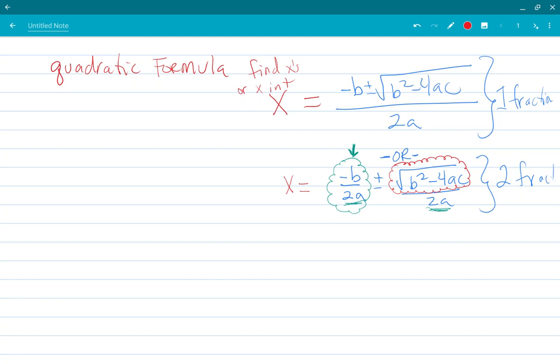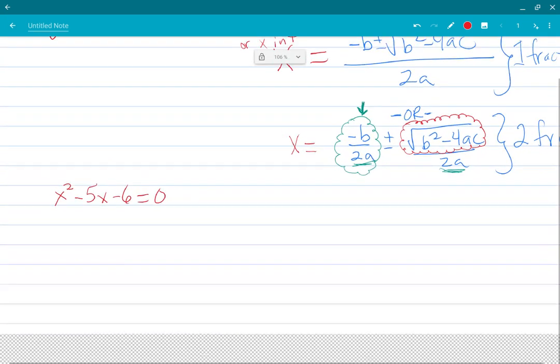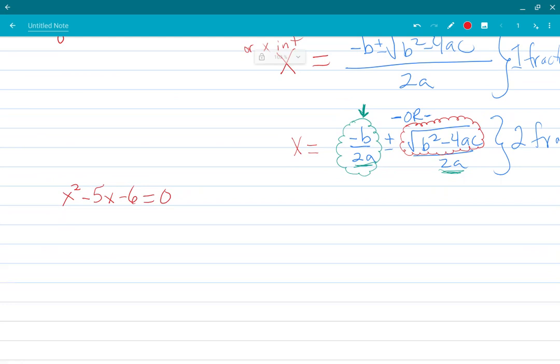So let's do one, a simple one. Let's put x squared minus 5x minus 6 equals 0. Okay. And so we're trying to solve this, right? This is not x-intercepts, it's just a solve. So first, is it in standard form?